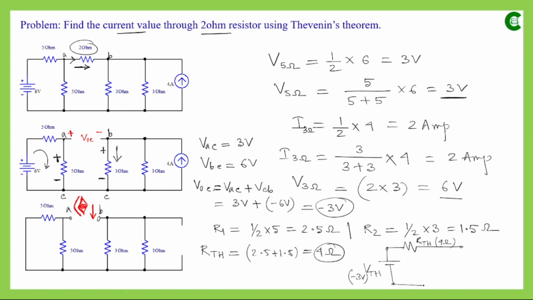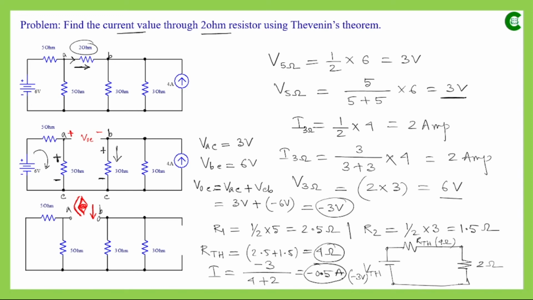And what we will do next is reconnect the concerned resistor through which we wanted to find out the current value, and that value was 2 ohm. Now as we can see, all these three components are connected in series, so finally the current value will be VTH, which is minus 3 volt, divided by RTH plus RL, 4 plus 2, so it will be minus 0.5 ampere. Now as per our assumption, current was flowing from left to right, from A terminal to B terminal, and that value is minus 0.5 ampere.